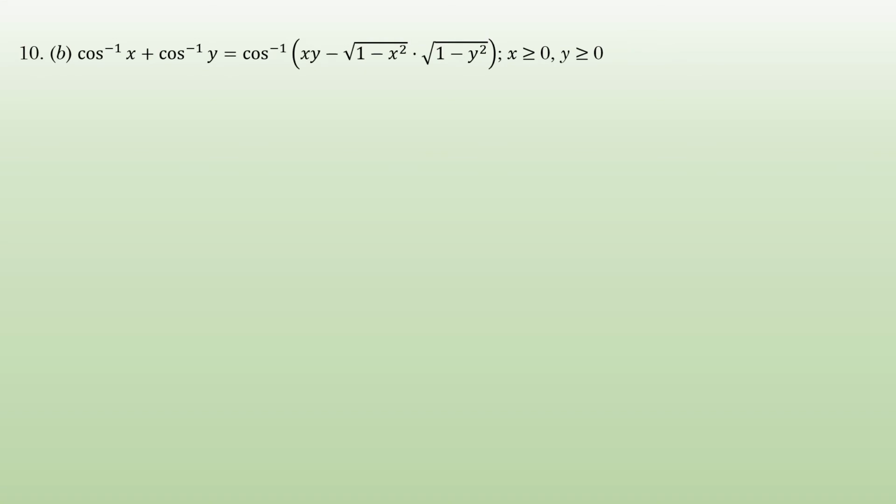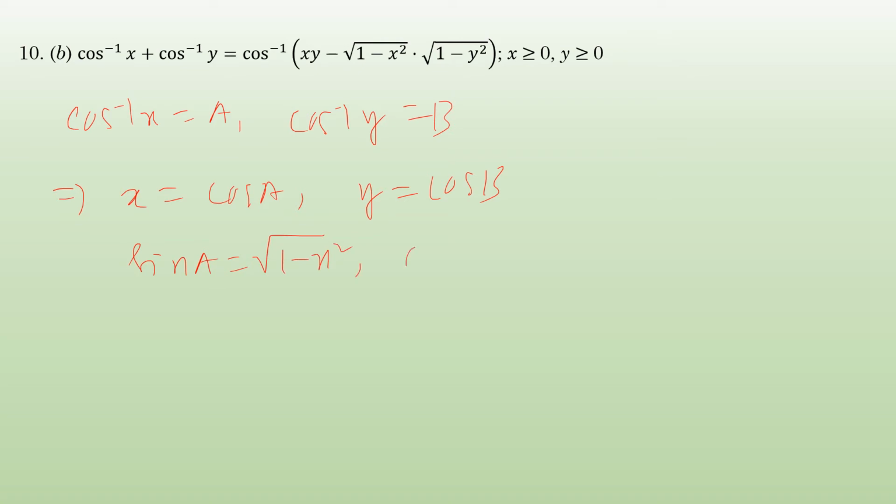Just take cos inverse x as a, cos inverse y as b, as in the previous case. Okay, so x will be equal to cos a, y will be equal to cos b, then sin a must be equal to root over 1 minus x square. Similarly, sin b is equal to root over 1 minus y square. Then x greater than 0 and y greater than 0, using that result, x greater than 0 means what? Cos a greater than 0, cos a greater than 0.